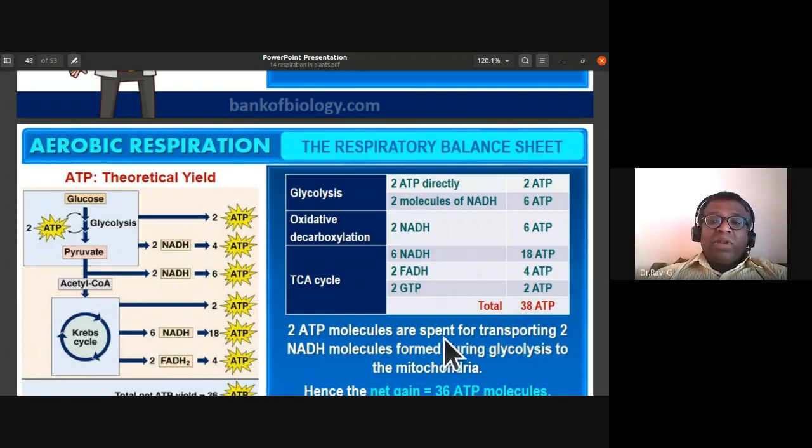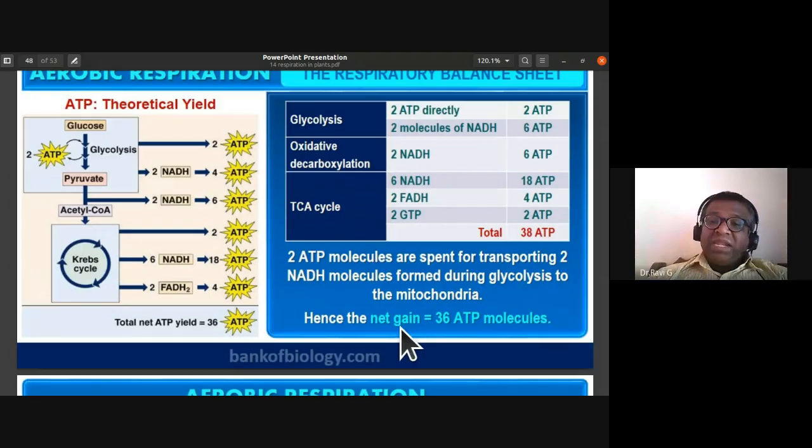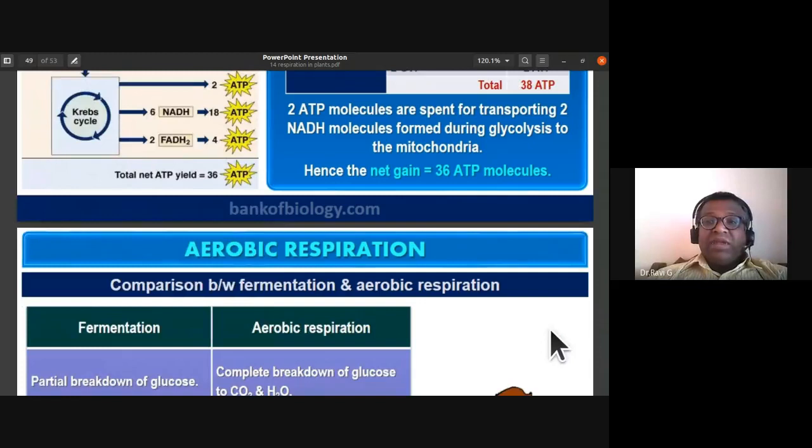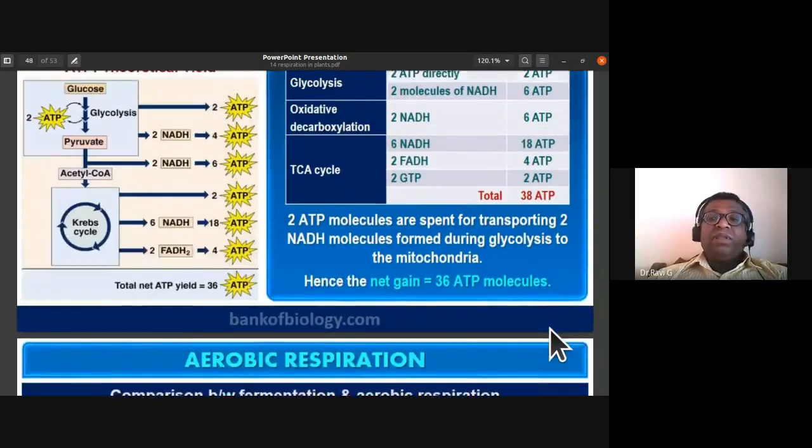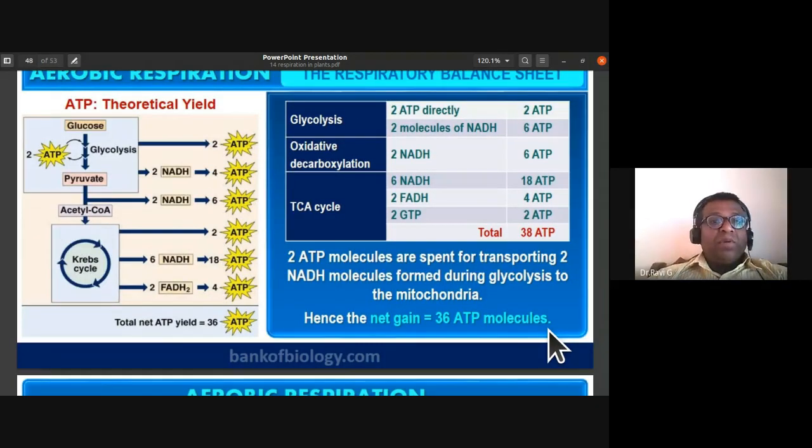2 ATP molecules are spent for transporting 2 NADH molecules from the cytoplasm to the mitochondria. So from 38 ATP, we have to remove these 2 ATP. The net gain from the respiration of a single glucose molecule is going to be 36 ATP molecules.